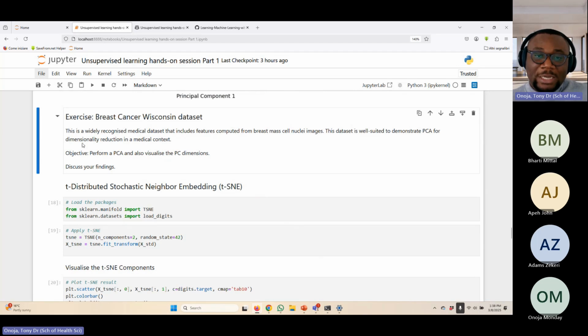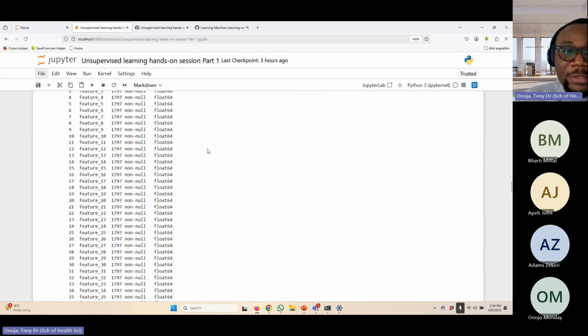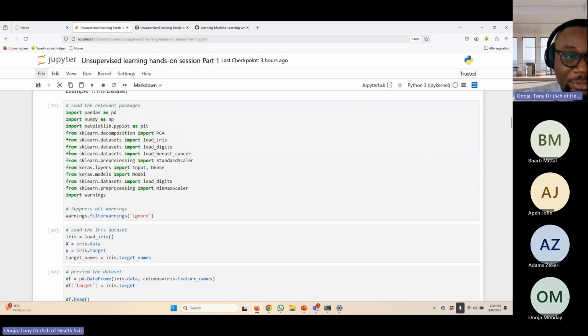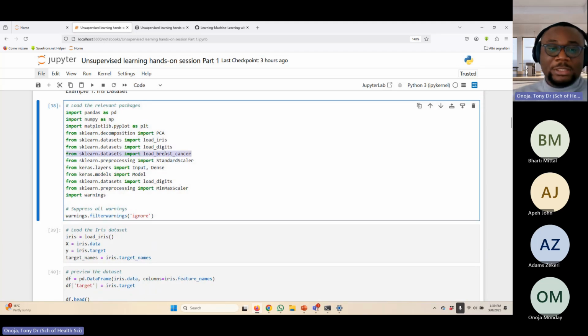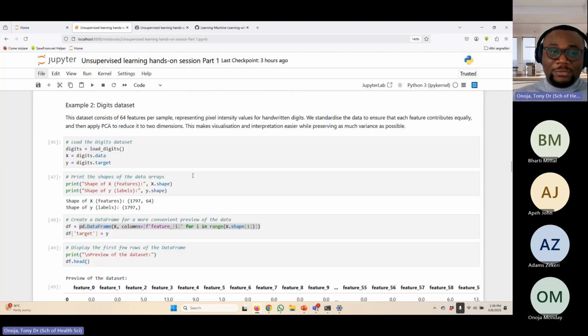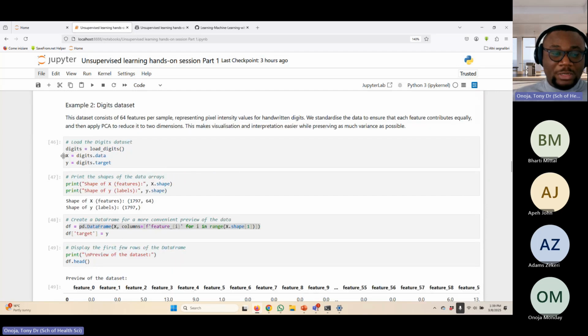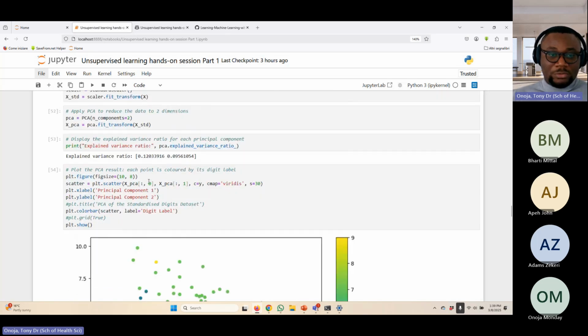So the exercise I wanted you to look at on your own is how to apply PCA on the breast cancer data set. You can get this data set from here. I've already uploaded the package for it. You could see this is the package for the breast cancer data set. So I've loaded the data set. You have to follow the same approach that we did here to load the breast cancer. You load it to be able to work with it.